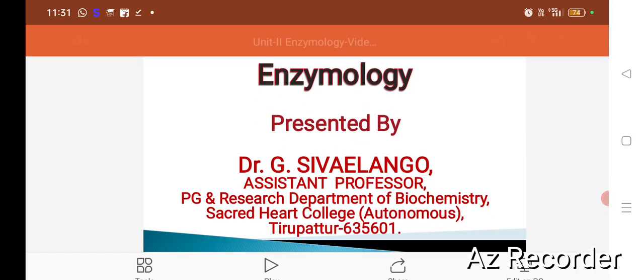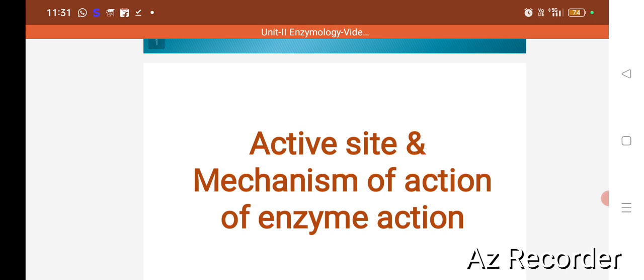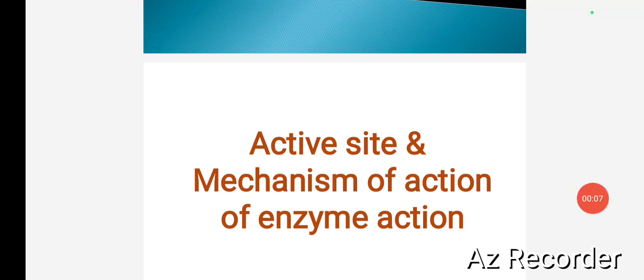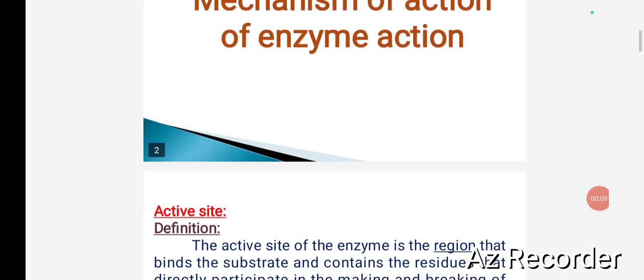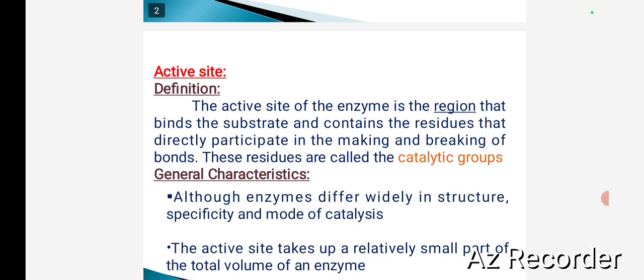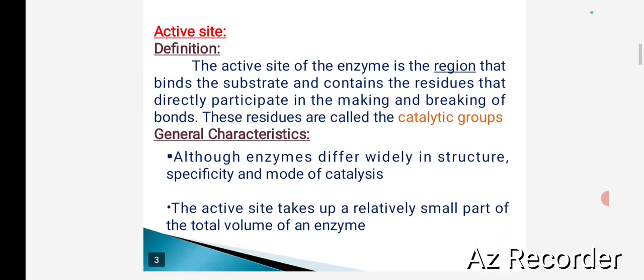Today we can see the active site and mechanism of enzyme action. Active site. Definition of active site: the active site of an enzyme is the region that binds to the substrate and contains the residues that directly participate in the making and breaking of bonds. These residues are called the catalytic group or active site.